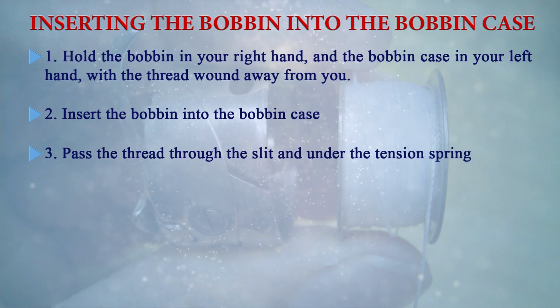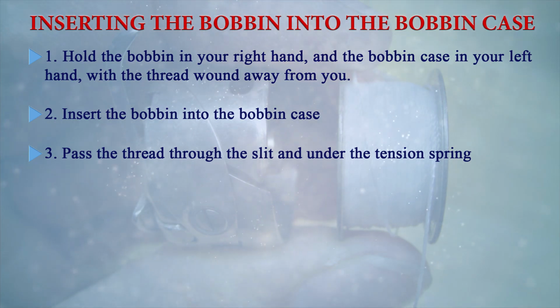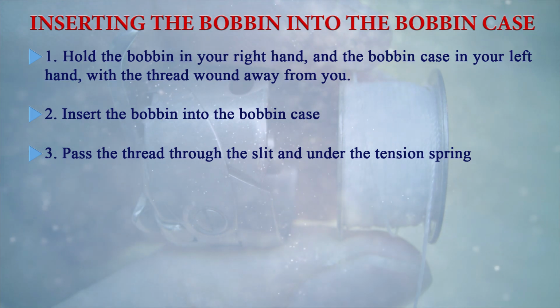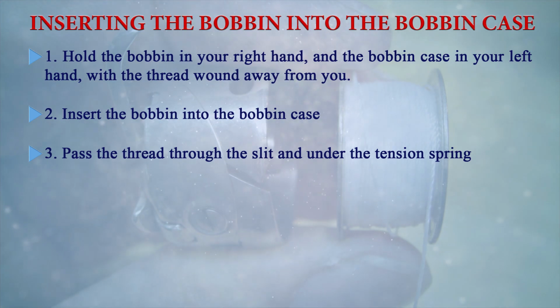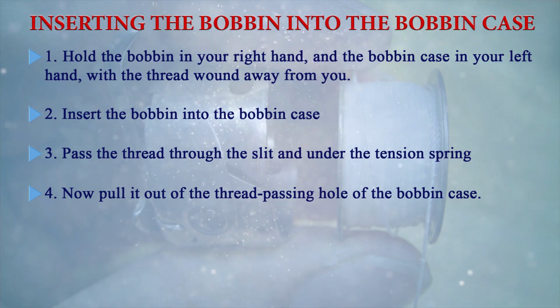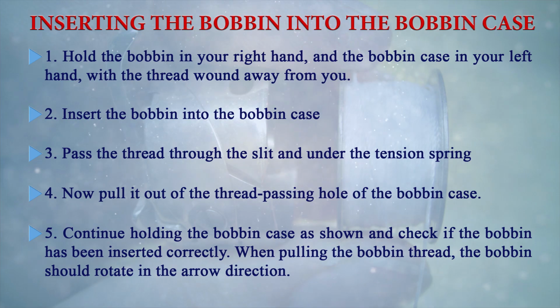When you see a bobbin case, there is a slit on the outer side of the case part of the bobbin. So just pass the thread through the slit and under the tension spring. Now pull it out of the thread passing hole of the bobbin case and continue holding the bobbin case as shown in the picture, and check if the bobbin has been inserted correctly.